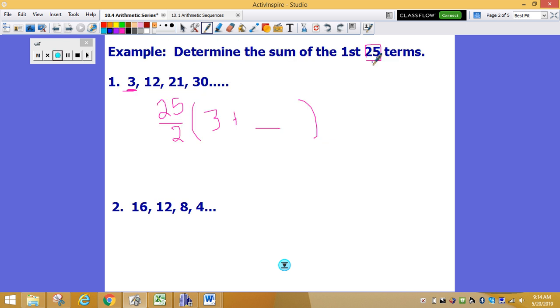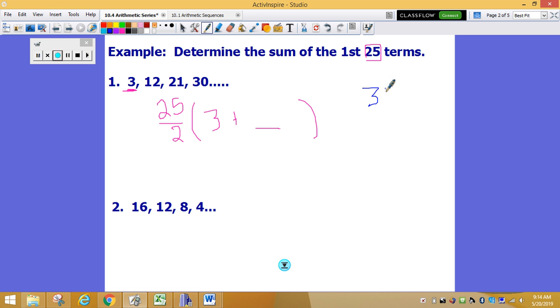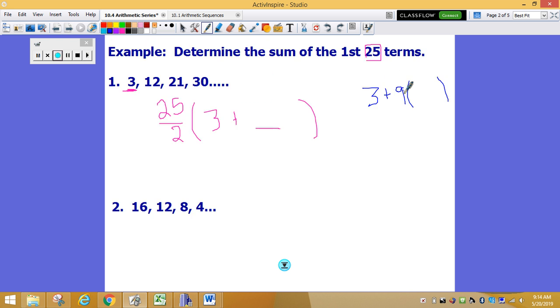So I'm going to do this in blue over here. To find the 25th term, we're going to do A, that's your first term. So again, our first term was a 3, plus D. Remember, D is what we're changing by. So to get from 3 to 12, and 12 to 21, and 21 to 30, we're going up by 9 each time. So that's going to be my D. And then I need N. Again, N is the number of terms we're looking for. So in this one, I'm looking for the 25th term. And then it ends with a minus 1. So this formula here is going to tell me the 25th term.